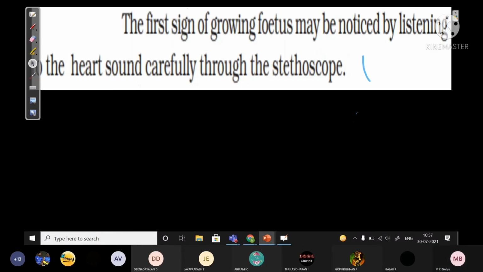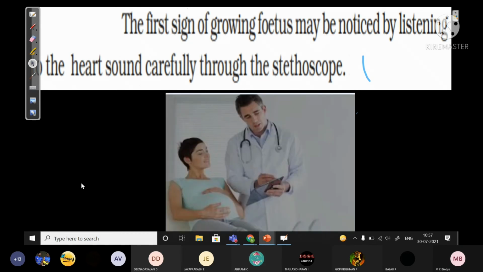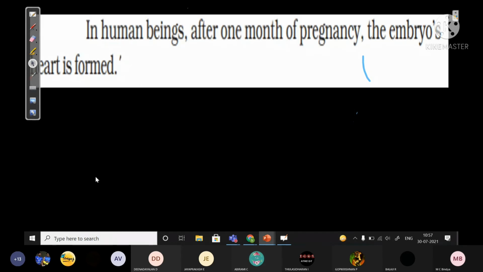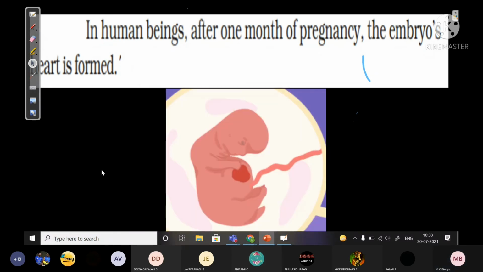Now the fetus is ready in the uterus. The first sign, how they will understand, is it may be noticed through the heart sound through a stethoscope. After 1 month of pregnancy, what happens? After 1 month of pregnancy, in human beings, the embryo's heart is formed. The embryo will get a heart. I have told you already, from the tissue called mesoderm, the heart will start forming. It is still connected with the umbilical cord.